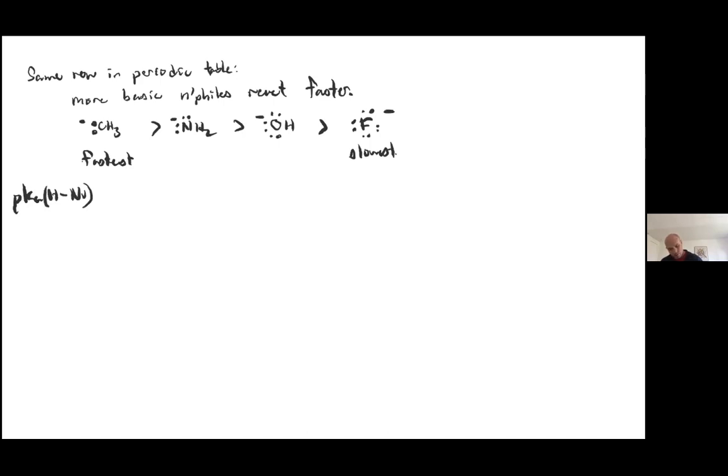If we go to pKa's, we can see that it tracks: approximately 50 for methane, 36 for ammonia, 16 for water, and 3.2 for fluoride. So the most basic, most reactive conjugate base when you're comparing across a row is going to be the best nucleophile. But again, what we're doing is a no-no. We're crossing thermodynamics and kinetics, and as soon as you compare two species from different rows, this does not hold. You can't just look at pKa.